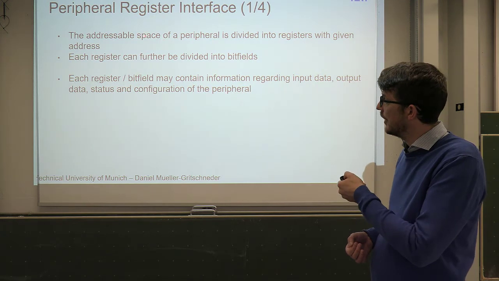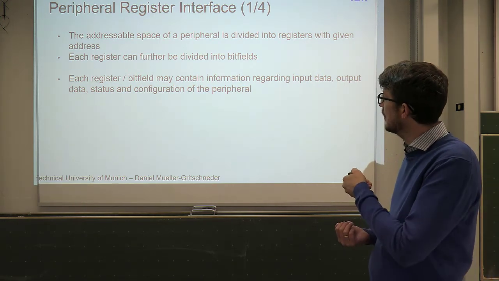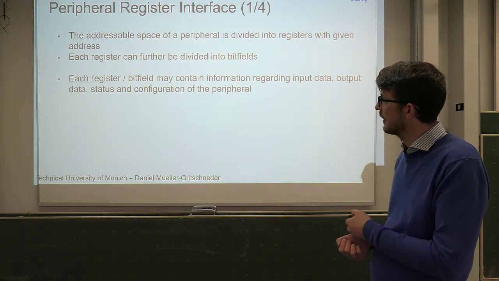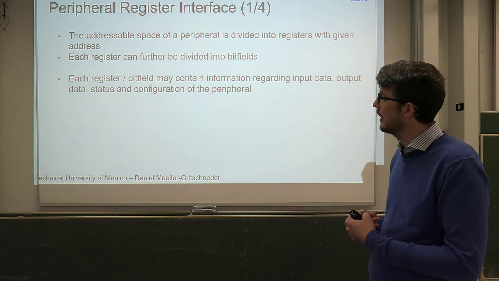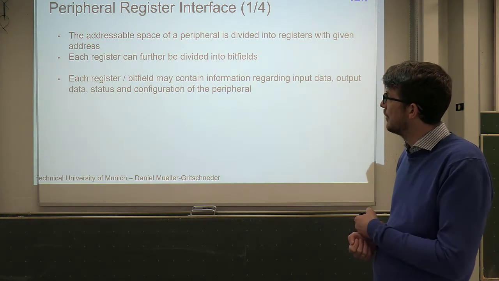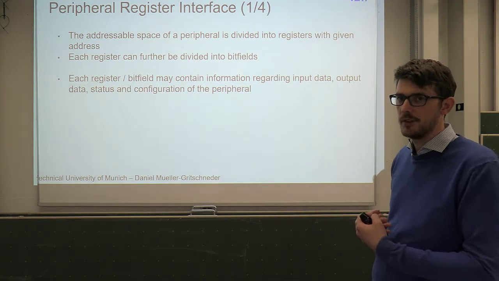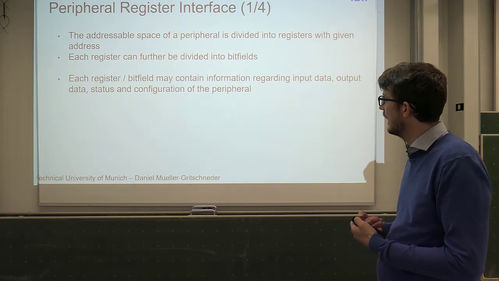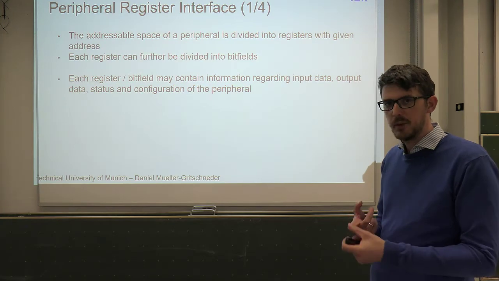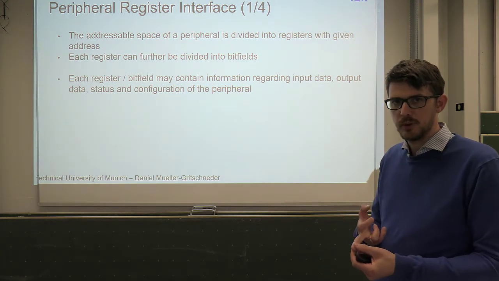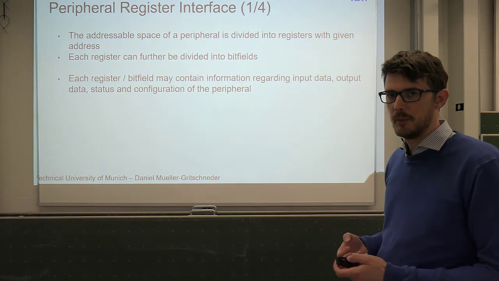So we have a certain addressable space that we're giving to this peripheral, so this device, right? And this one we are splitting up into single registers. The register has 4 bytes if you have a 32-bit processor. So we give it 4 bytes, and each register can be further divided into bit fields, which are subfields of this register. And into these registers or bit fields there could be different information. There can be input data you want to write to the device, there can be output data you want to read from the device, but there can also be configuration and status information.